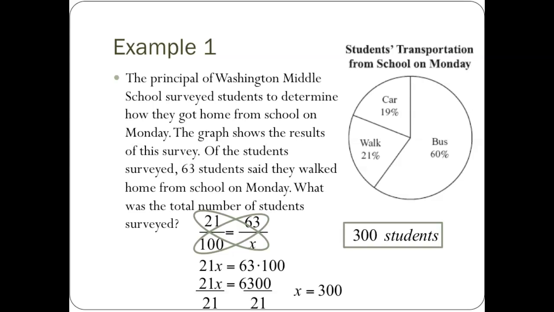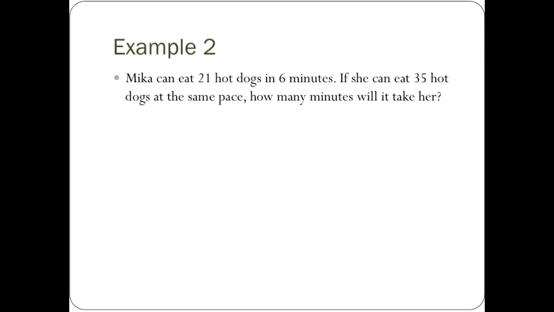All right, example 2. Micah can eat 21 hot dogs in 6 minutes. If she can eat 35 hot dogs at the same pace, how many minutes will it take her? Now you'll notice here this does not have a part to a whole, but we have hot dogs and the number of minutes. So if Micah can eat 21 hot dogs in 6 minutes, I'll write that first. So I've written hot dogs on top and minutes on the bottom. So I'm going to line it up the same way on the right-hand side.